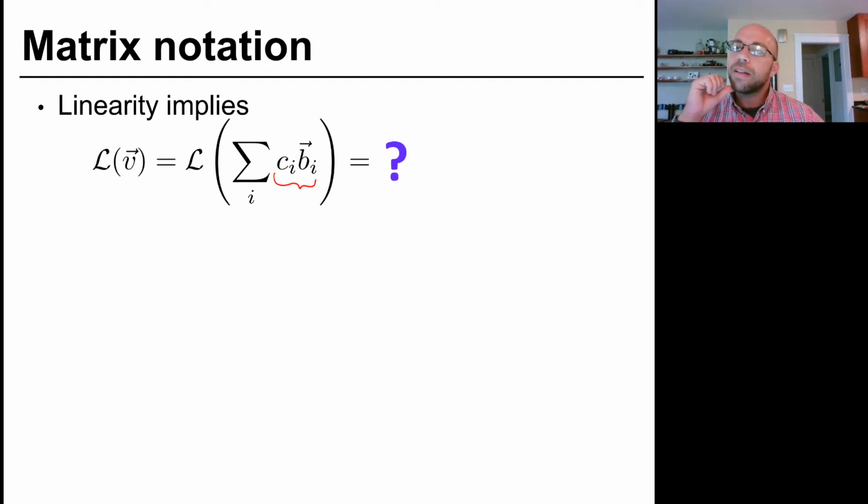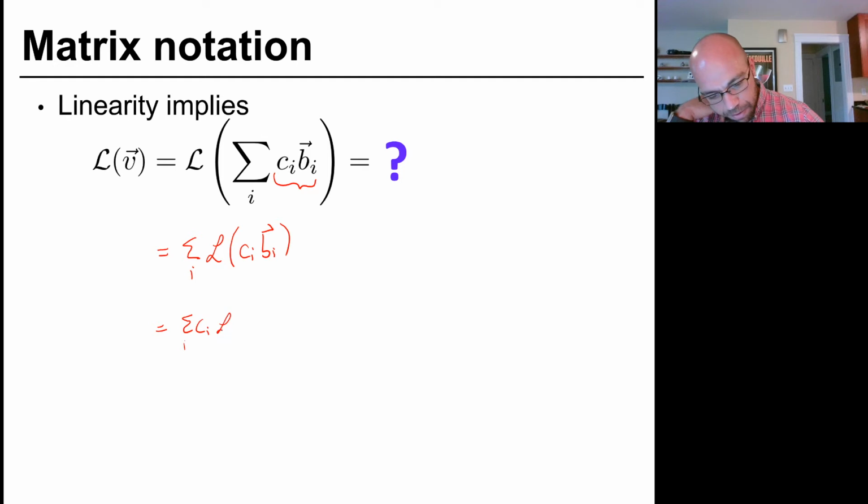And now let's apply our properties of linear functions to simplify this object a little bit. So first of all, remember that a linear operator applied to a sum is the same thing as summing the linear operator. So I can write that this is equal to the sum over i of L applied to Ci Bi. And remember that I can pull scalars out of linear operators. So that's the same thing as the sum over i, Ci L of Bi.